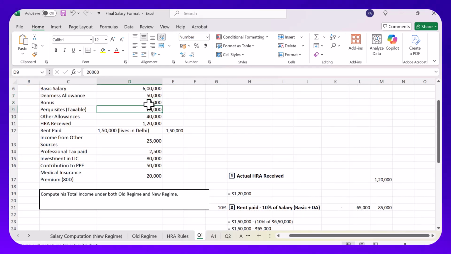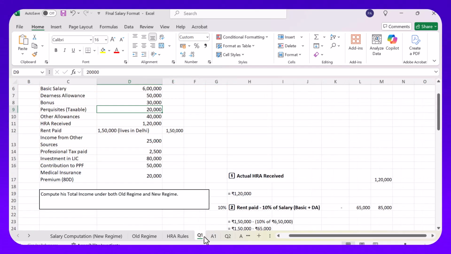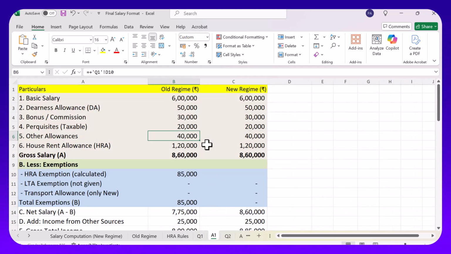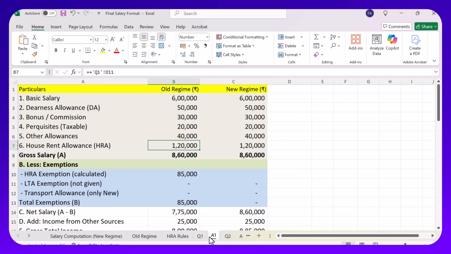And the next item is perquisite 20,000, which I have also copied. Then you have other allowances, which I have also copied. Then you have HRA. Under both the schemes, first it will be included. Under the old scheme, you will get some exemption. Under the new scheme, you will not get any exemption, even if you are staying in a rented accommodation. So this is coming from this part, 1,20,000 if you're paying HRA. So your gross salary is how much?